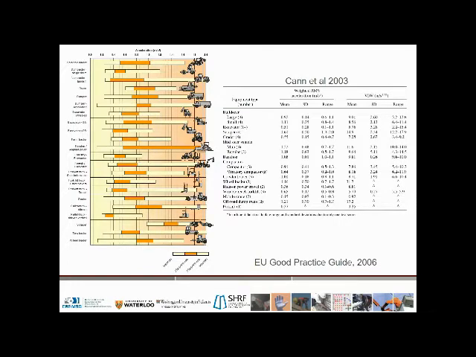So just to demonstrate the ranges of occupational vibration from different types of machinery, on the left we have some examples of vibration magnitudes standardized to an 8-hour working day. And this is from the EU Good Practice Guide in 2006. What we find here is that vibration magnitudes for common machines all fall within a similar range.